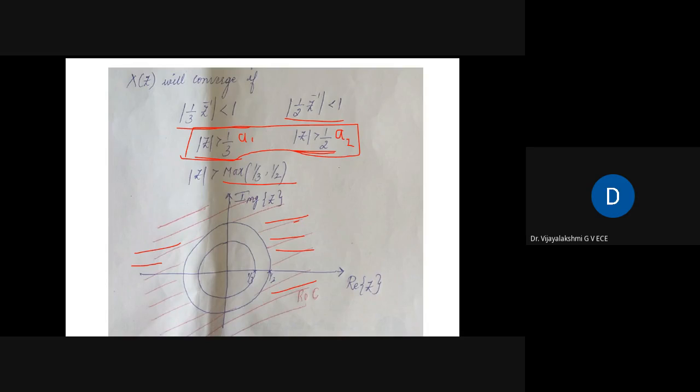Now similar to this, if you get a case where z is less than a1 and z is less than a2, what will you do here? You select the minimum of a1 and a2. Okay, fine. So these are some of the problems in finding the ROC. In the next class, I'll start with the properties of the Z transform.